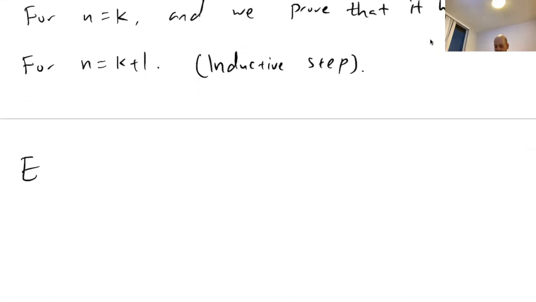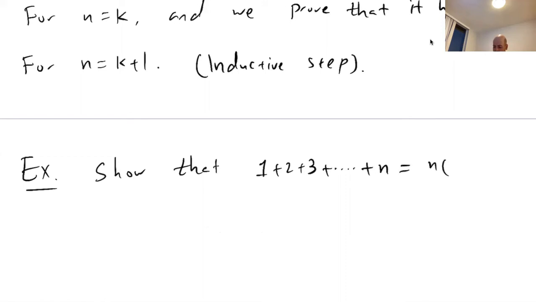So let's look at an example. Show that 1 plus 2 plus 3 plus ... plus n equals n times (n plus 1) over 2. So this is, I think, the most famous and most standard example of mathematical induction. And it's a very famous formula: the sum of the first n integers, 1 plus 2 plus 3 plus all the way to n, is equal to n times (n plus 1) over 2.